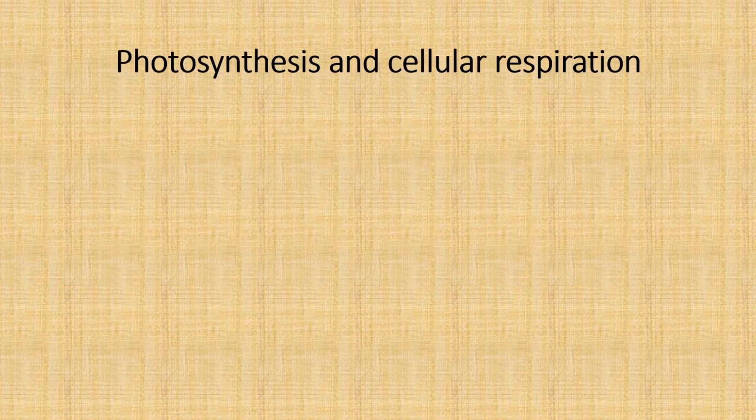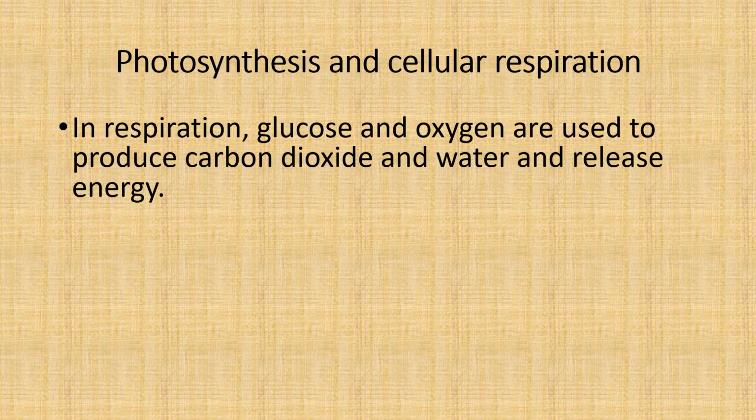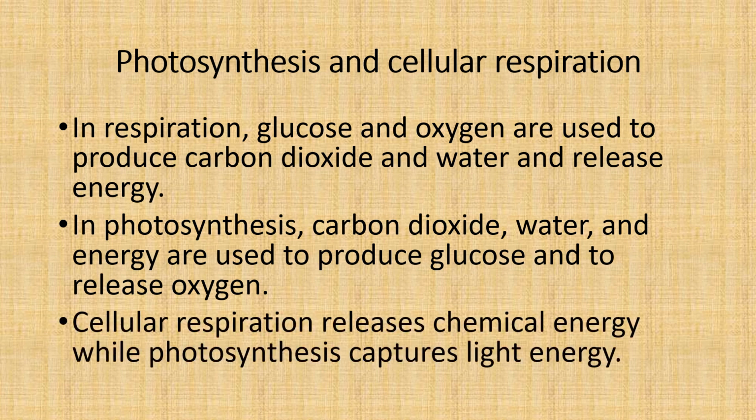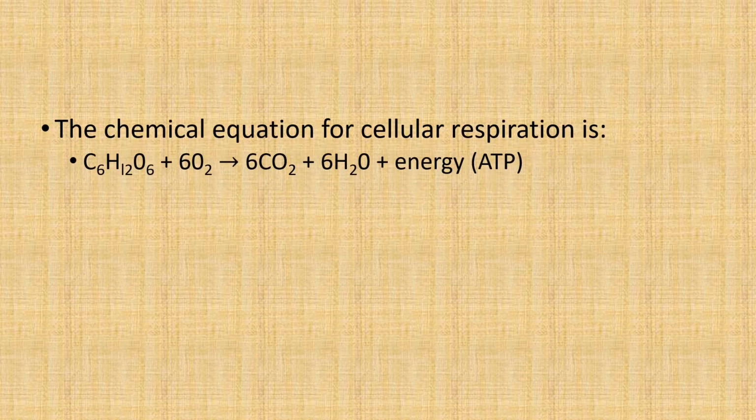Photosynthesis and cellular respiration. In respiration, glucose and oxygen are used to produce carbon dioxide and water and release energy. In photosynthesis, carbon dioxide, water, and energy are used to produce glucose and to release oxygen. Cellular respiration releases chemical energy while photosynthesis captures light energy. The chemical equation for cellular respiration is C6H12O6 + 6O2 → 6CO2 + 6H2O + energy (ATP).